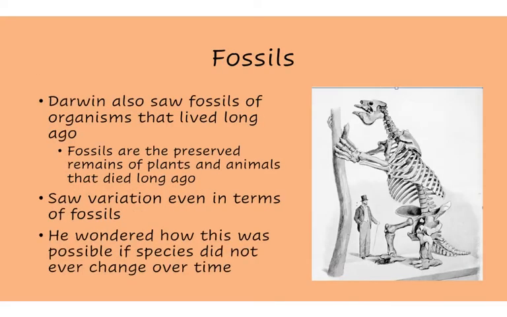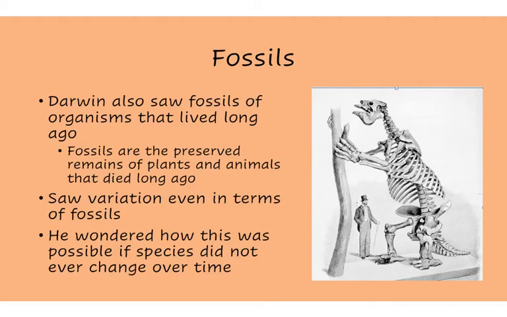Okay, so Darwin also observed diversity in terms of fossils. So remember that fossils are the preserved remains of plants and animals that died a long time ago. And fossils can tell us a lot about a species. So what Darwin saw in terms of the fossils that he was able to observe was that there was variation even in terms of the fossils. So this picture over here that you're seeing is probably not real, but the idea is real. So what you're seeing here is the skeletal remains of a giant sloth.